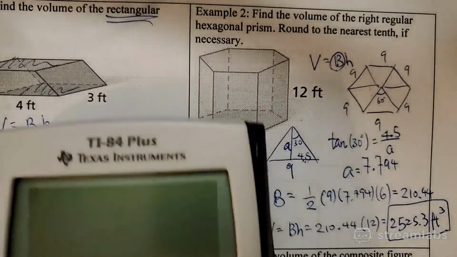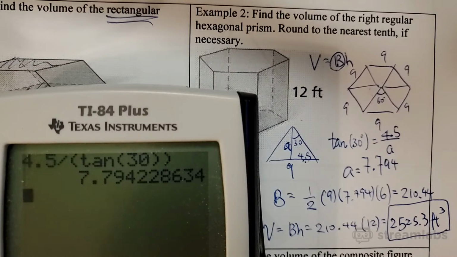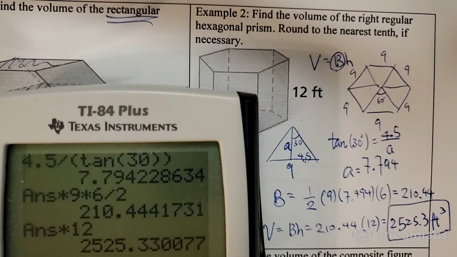right? Because I got, let me just double check. So first of all, you get 4.5 divided by tangent 30, right? So that's 7.794, right? Whatever this is. I multiplied that by 9, multiplied that by 6, divided that by 2. Yeah, 210.44, right? And times 12. That'll give me my answer. I'll round to the nearest tenth, right?